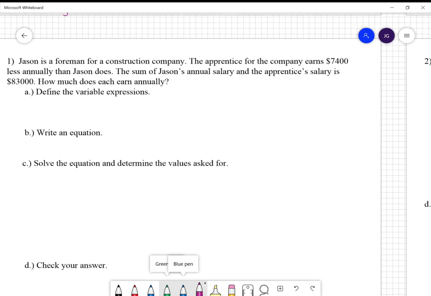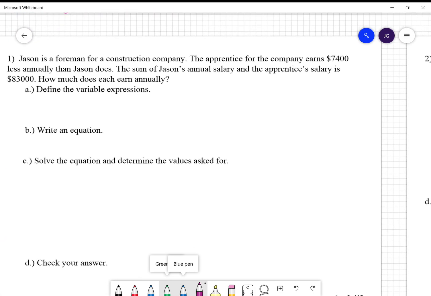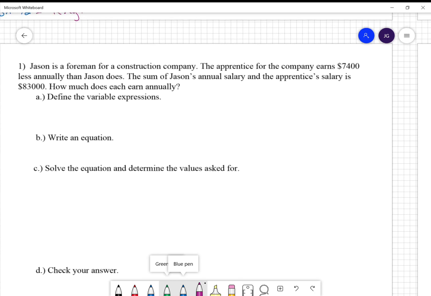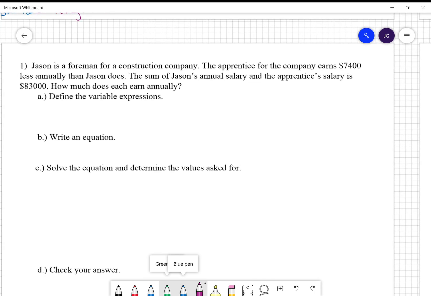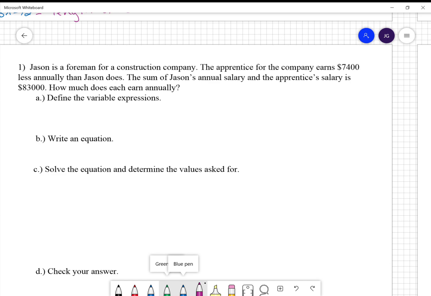Jason is a foreman for a construction company. The apprentice for the company earns $7,400 less annually than Jason. The sum of Jason's annual salary and the apprentice's salary is $83,000. How much does each earn annually? Okay, this part of the problem is what we haven't practiced yet. Okay, this part we did.